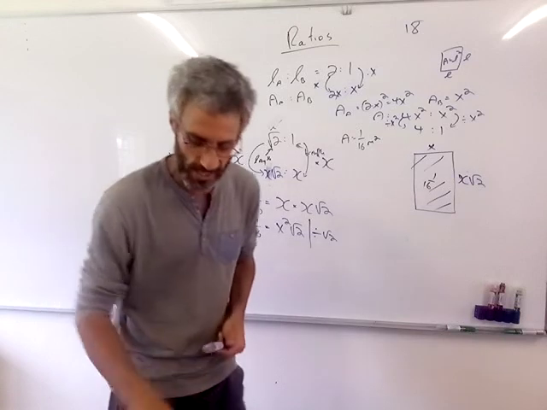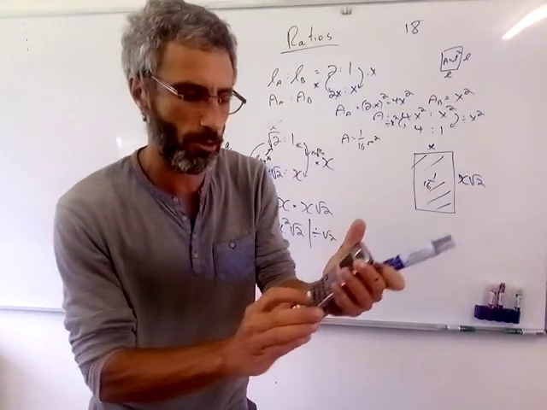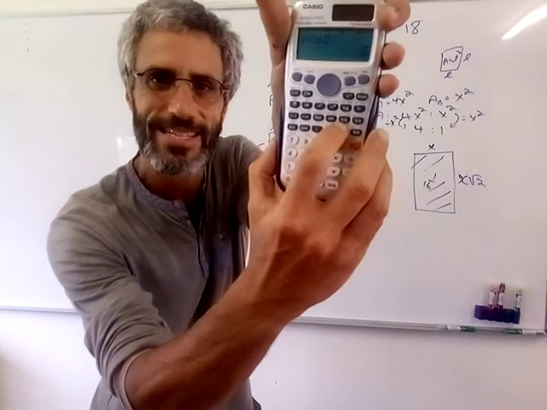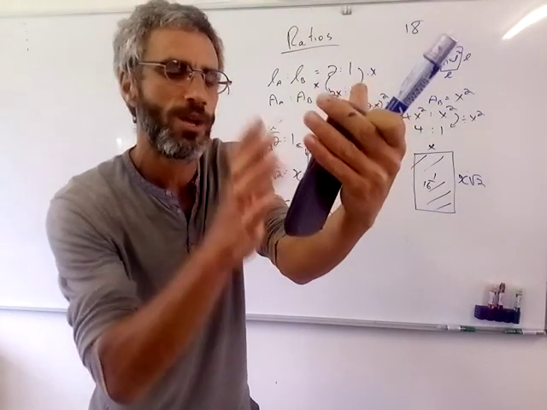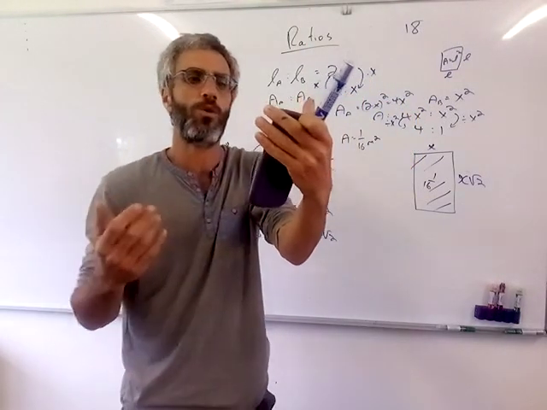If they're asking you for decimal places, then you just press the S to D button. I don't know if you've seen that before. And it gives me 0,044.